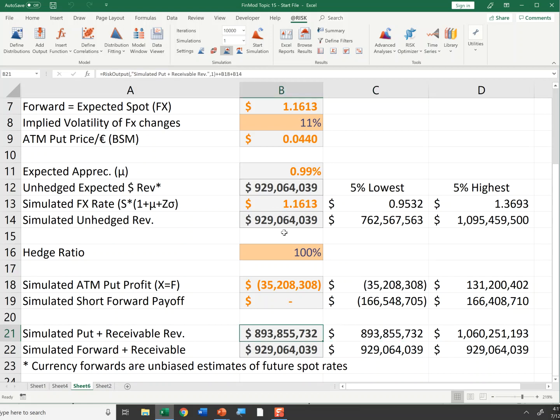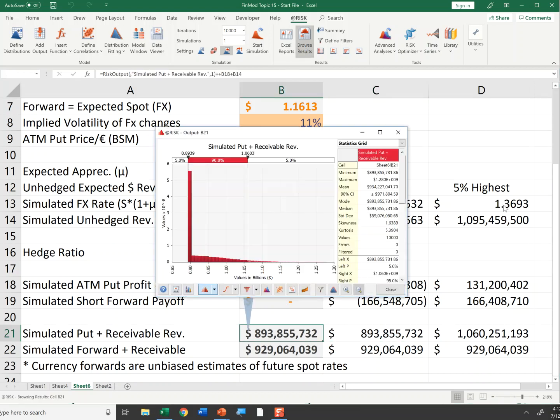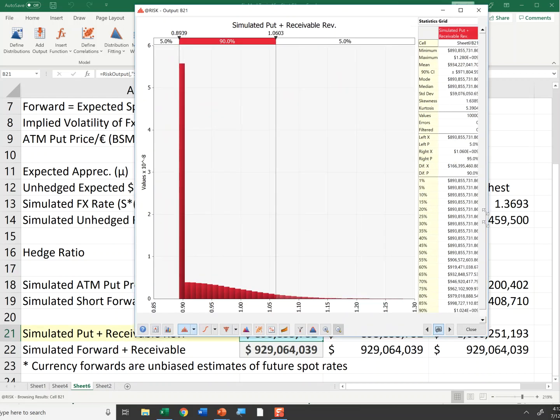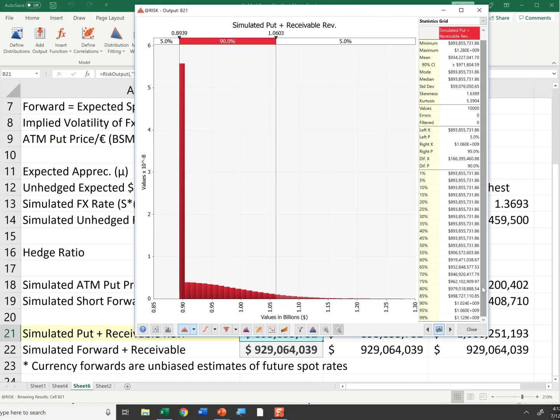If I again browse the results one more time and look at some of the values in here, what you'll see is not only is the 5% lowest 893, all the low values are 893. In other words, the lowest possible I can get is 893.